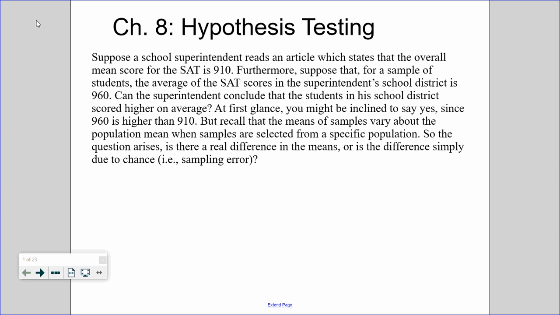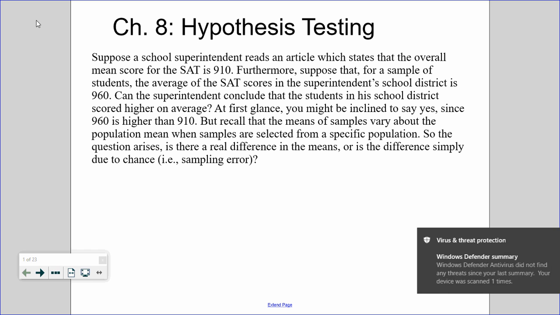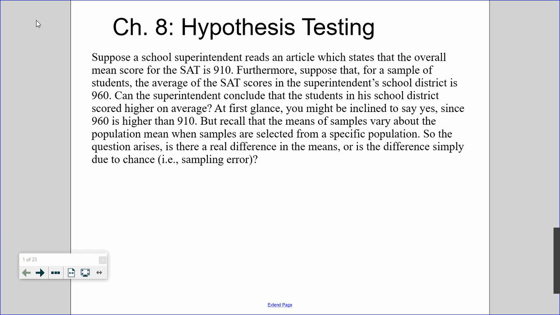Okay, so we are starting chapter 8, which is hypothesis testing. So this is really the bulk of statistics. So the idea behind statistics is that we want to know if our sample is evidence enough to say that the mean is higher than what it actually is.